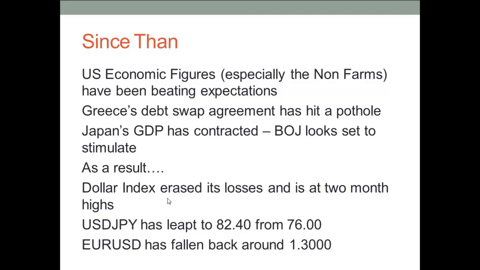But now, since things are improving in the US economy, when you contrast that to the really lousy economy in Japan, that's caused a lot of the money that was in the yen to rotate back to the dollar. So that's caused the dollar yen to leap from about 76 to 82.40. That's a huge move in the dollar yen. Also, we've seen the euro dollar, because of what's going on in Greece, tank from its 135 level, and it's back around 130.